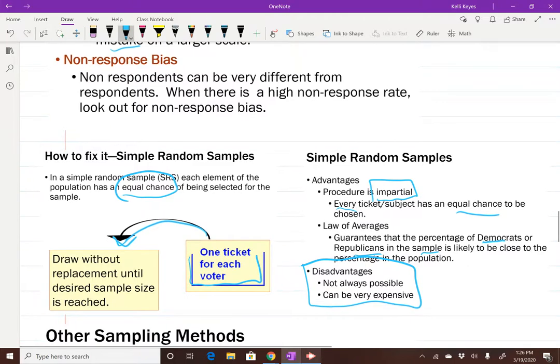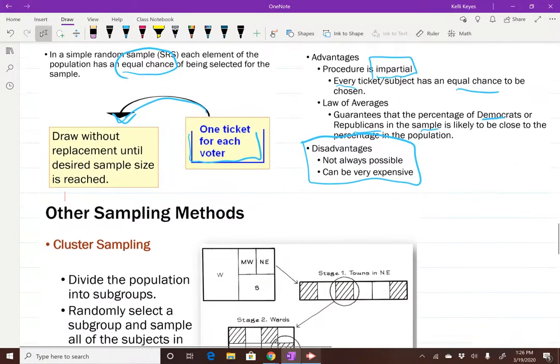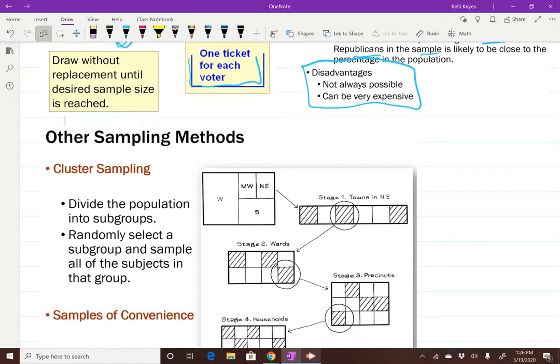So other ways to sample that are still random is what is called cluster sampling, and it's where you divide the population into these subgroups. So whether that's just purely by location or whatever it is, and then you randomly select a subgroup and you sample everyone in that group.